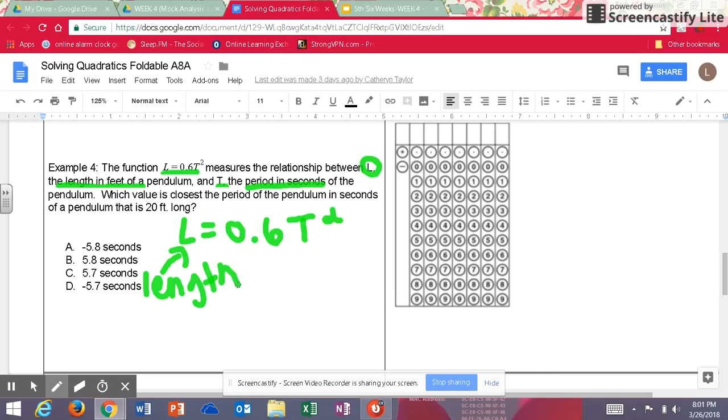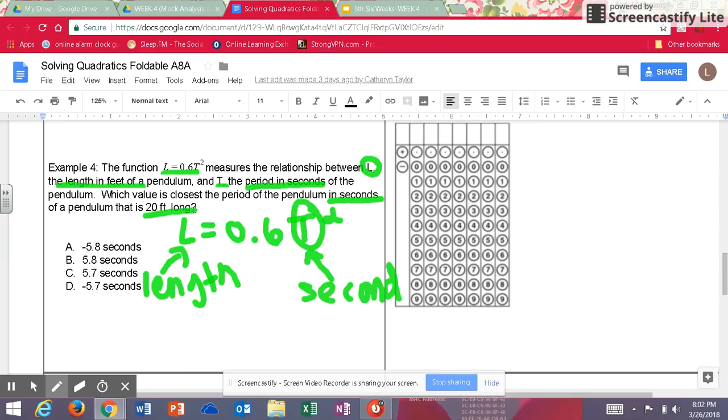And we already know that L stands for the length, and T stands for the time in seconds. So if you look at all of our answer choices, we're actually looking for seconds. So we're looking for T. This is what we're trying to solve for. So let's continue reading. Which value is closest to the period of a pendulum in seconds? Again, another hint that we're looking for the seconds, or the T, of a pendulum that is 20 feet long. Okay, 20 feet long is probably going to be important since L stands for length.